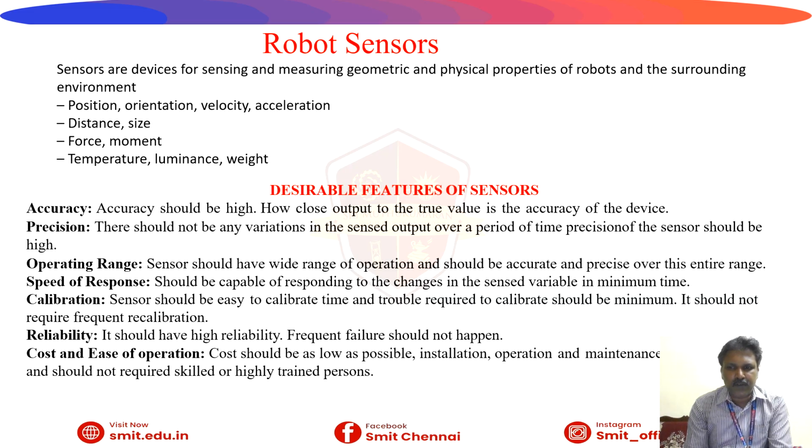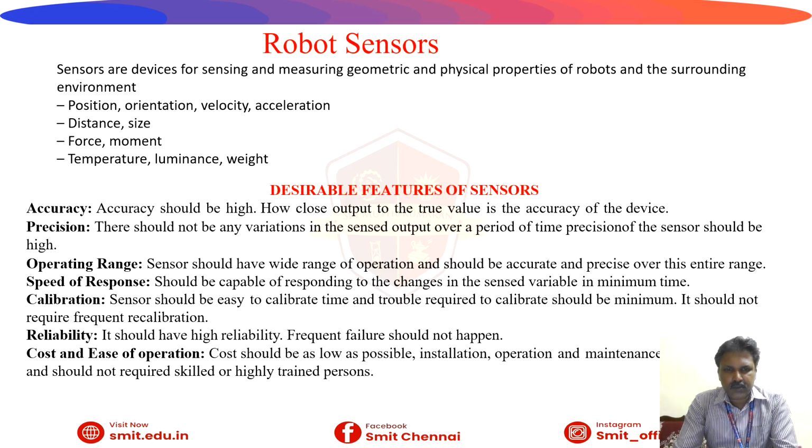Desirable features of sensors, that is accuracy. Accuracy should be high. How close the output is to the true value is the accuracy of the device. What is the true value of this? It gives the accuracy of the device. Then precision: there should not be any variations in the sensed output over the period of time. Precision of the sensor should be high.